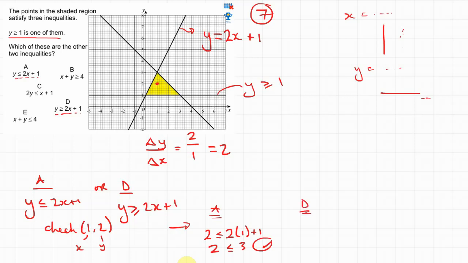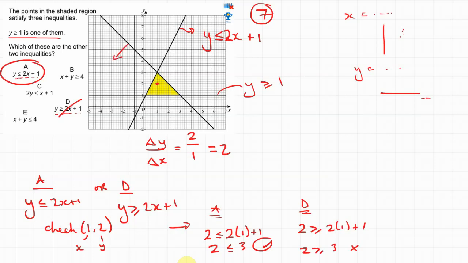Let's test D. So y is 2. Is 2 greater than or equal to 2 lots of 1 plus 1? Is 2 greater than or equal to 3? No. So D is wrong. A is this line here. So I can take out this little symbol, and I'm going to get the correct one in there now.